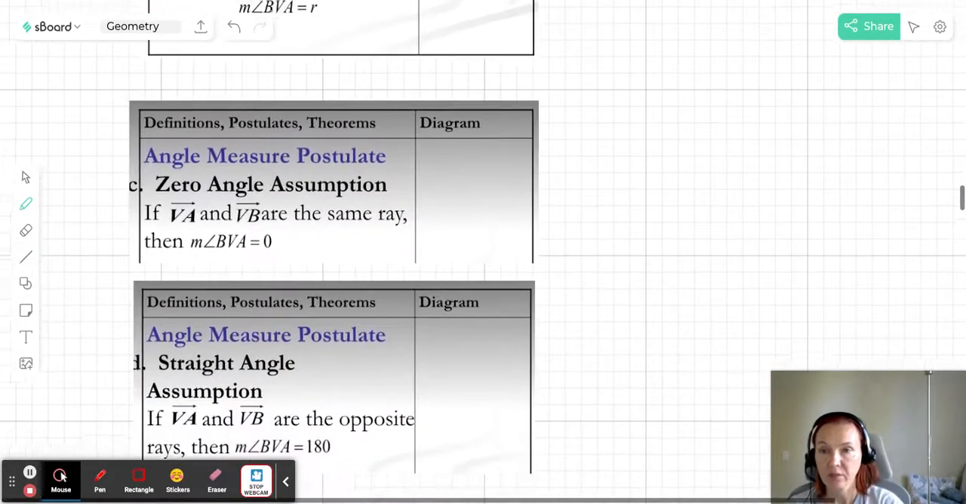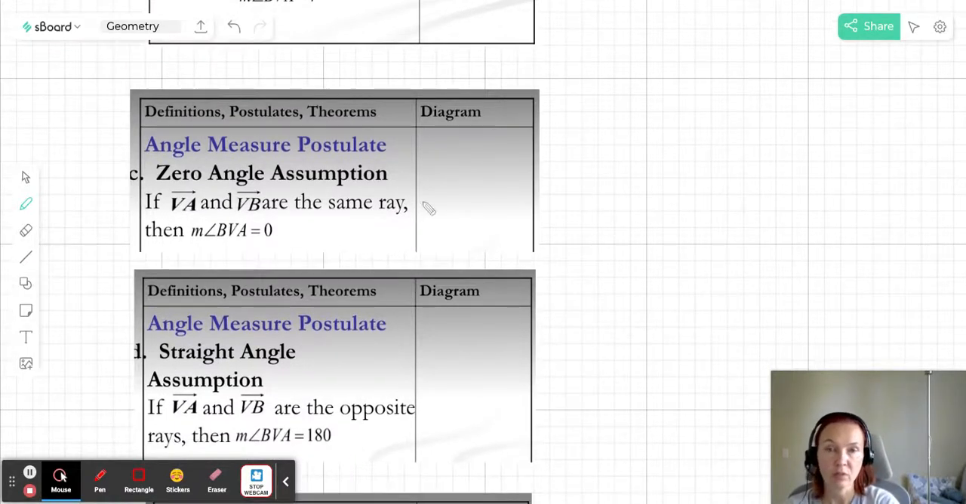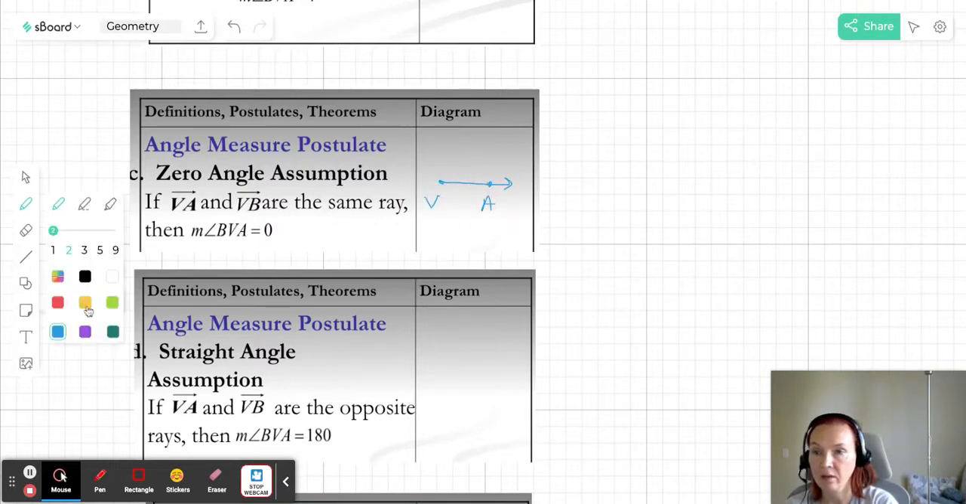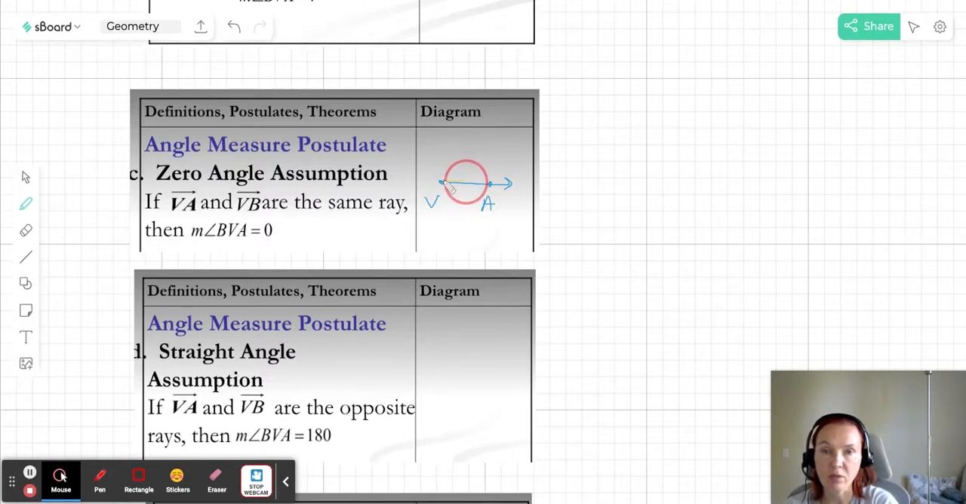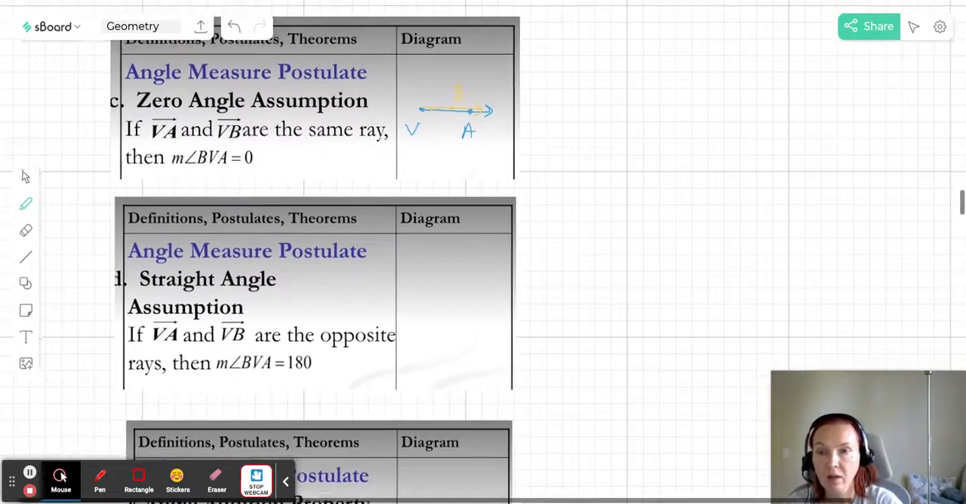Part C. Zero angle assumption. That's what I mentioned before. If you have VA and VB that are the same ray, so VA, and then I have the second ray VB going the same way, then this angle over there is zero degrees, right? They're pointing the same way. There is no openness there.